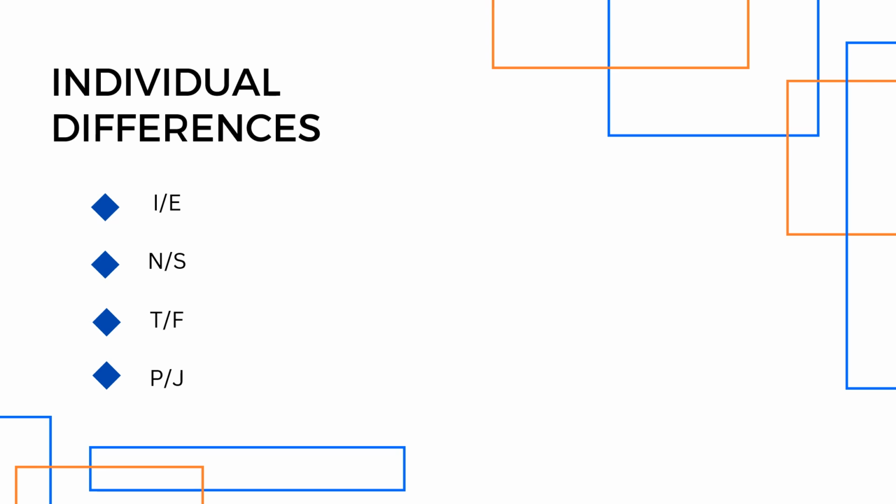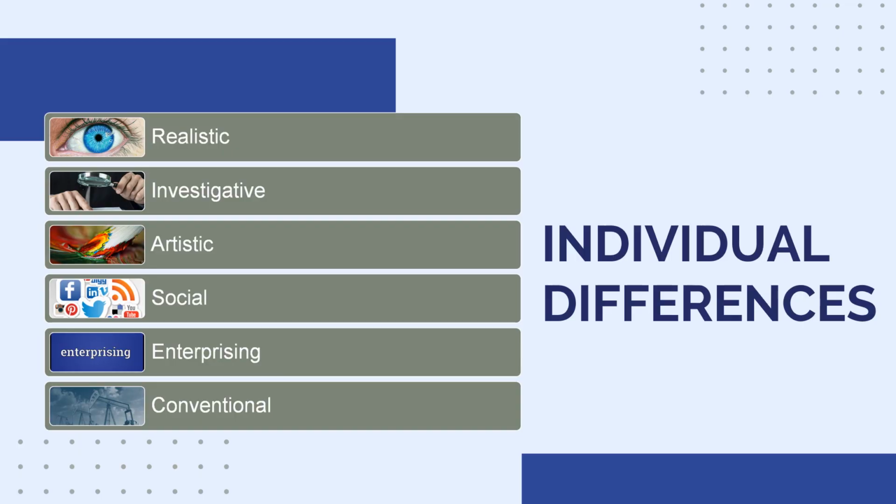Thinkers and feelers, as the name suggests, decide on the basis of reason and values, respectively. Judges are those who like to come to conclusions and closure more than perceivers. Another individual difference could be in terms of the six personality variables: realistic, investigative, artistic, social, enterprising, and conventional.